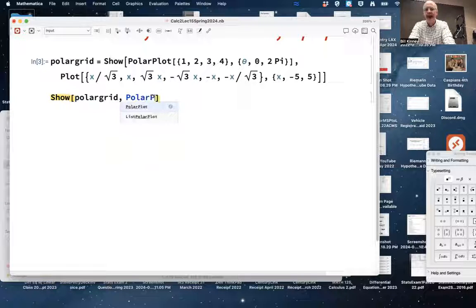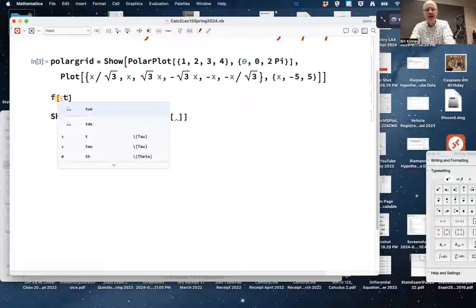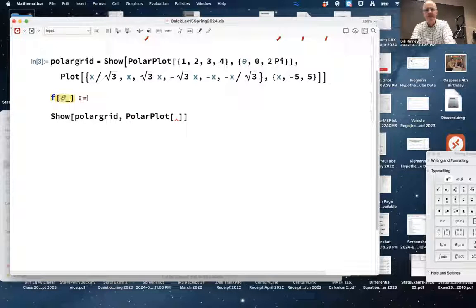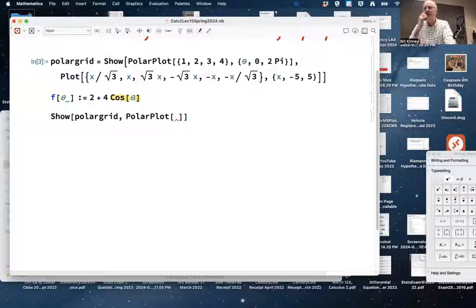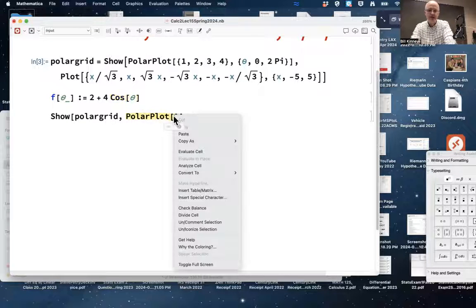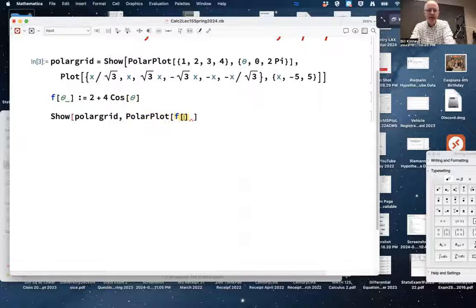Use polar plot to plot polar curves. Let me define f of theta up here as well. F of theta is going to be 2 plus 4 cos theta. To make a theta, if you like, do escape th escape. Again, that's escape th escape to make a theta. You don't have to use a theta, but it's fun to continue doing that.